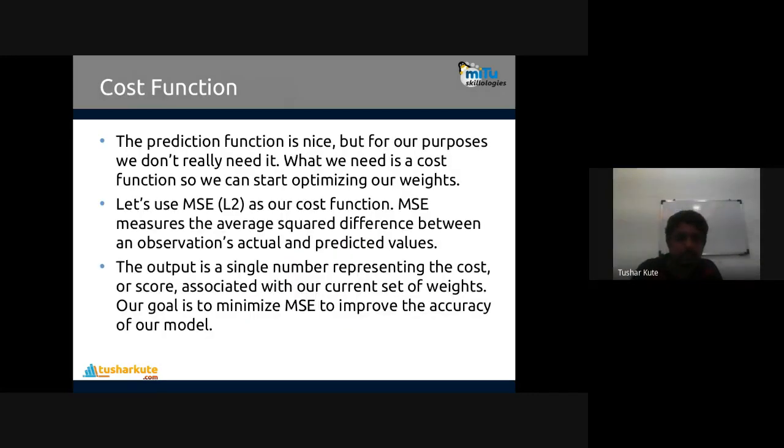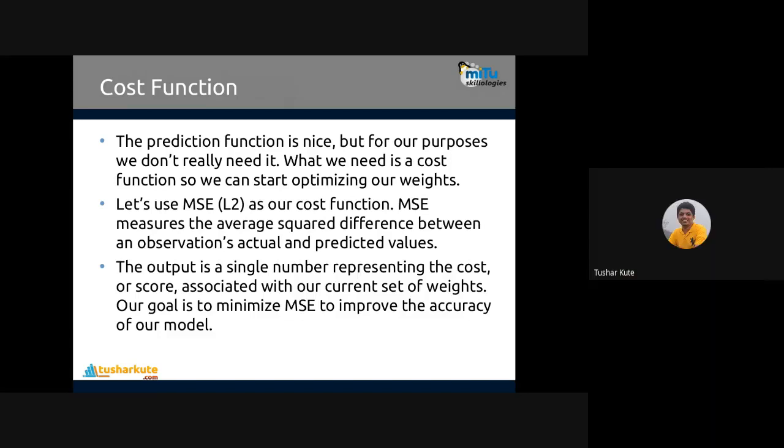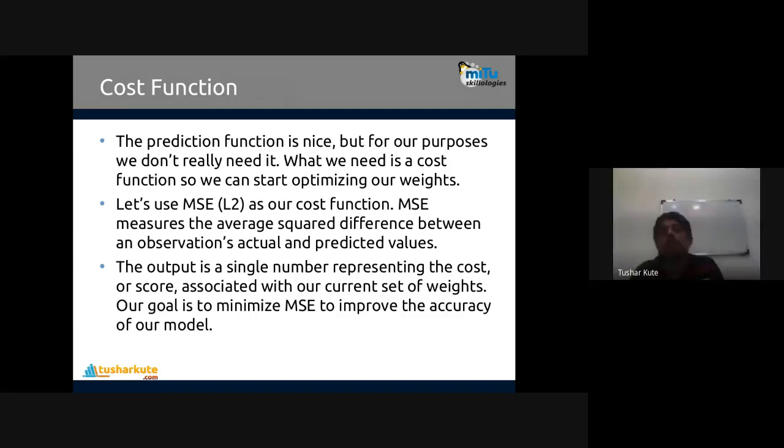That's it. We have talked about the cost function already, but we'll see how exactly the cost function is effective and used here. The prediction function is a nice formula we have, but for our purposes we don't really need it. What we need is the cost function, so we can start optimizing our weights. So let's use MSE, that is mean squared error, L2, as our cost function.